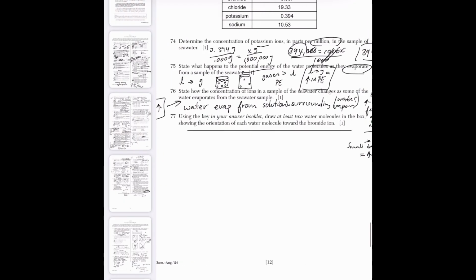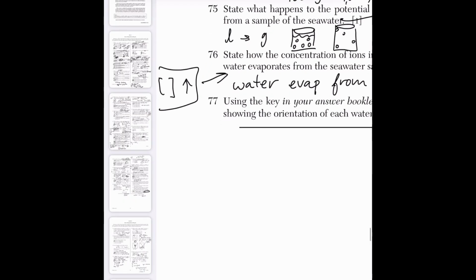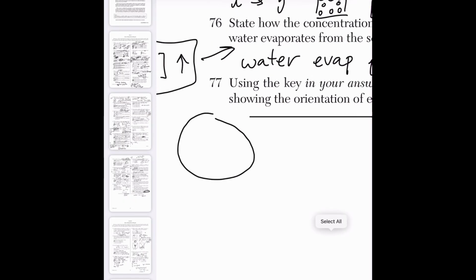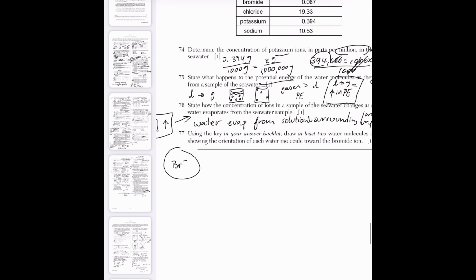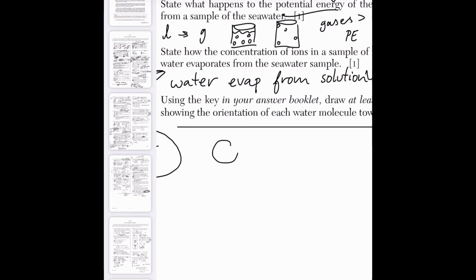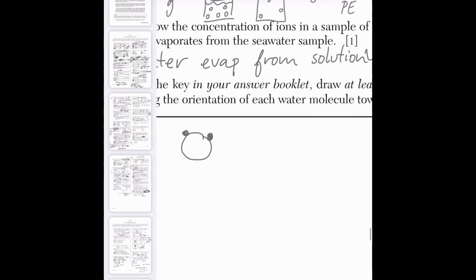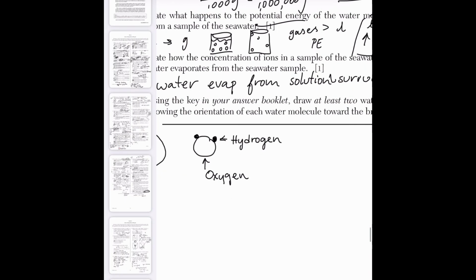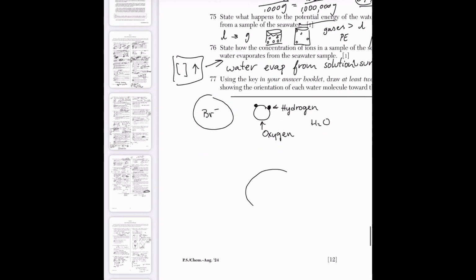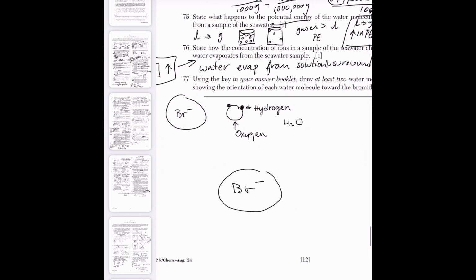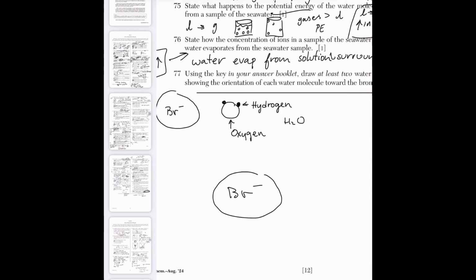Using the key in your answer booklet, draw at least 2 water molecules in the box, showing the orientation of each water molecule towards the bromide ion. So I don't have the answer booklet. I'm kind of lazy. I don't want to look it up. So I'm assuming it's probably something like this, where you have a bromine ion. And water is usually like this. These little things are the hydrogen, and this big thing is the oxygen. So you have H2O, right? So you have the big bromine. This is an anion because it has a negative charge, a negative ion.